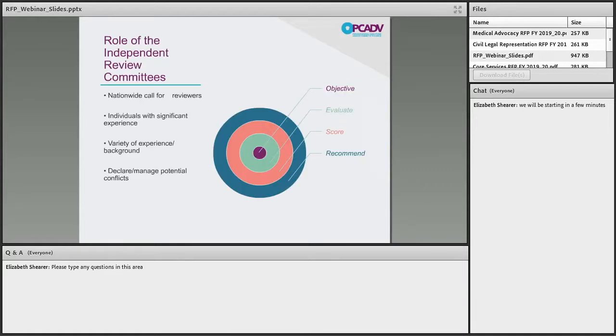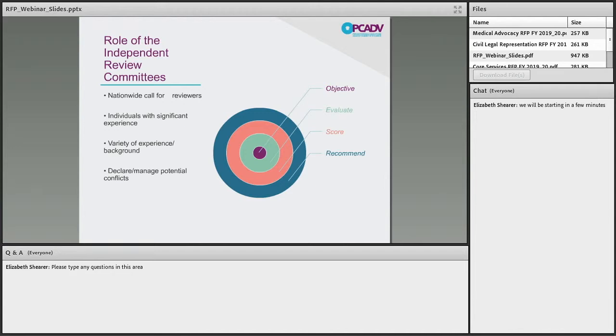Thanks, Kathy. Okay, we're going to move into the role of the independent review committees. We've made a nationwide call for reviewers. We are very interested in people who have significant experience, whether that be nonprofit management, grant management, folks who have written and implemented proposals, folks from actually outside our world. Could be independent attorneys, people from healthcare systems. We think it's good to get a mix of folks together to enrich the experience of the review committee.